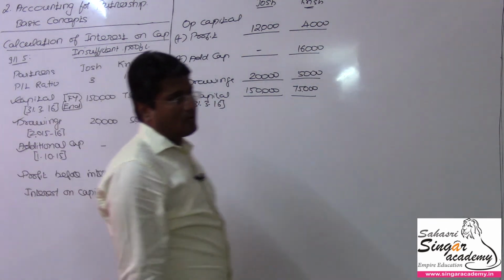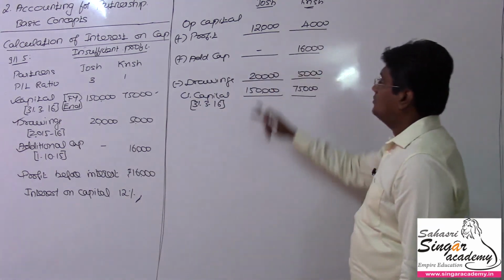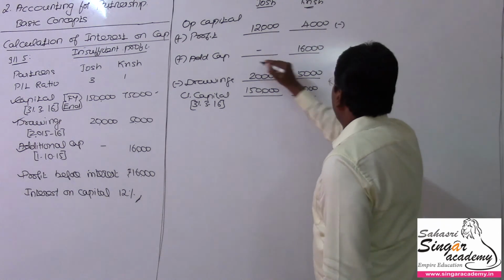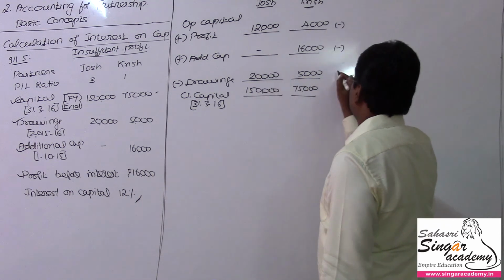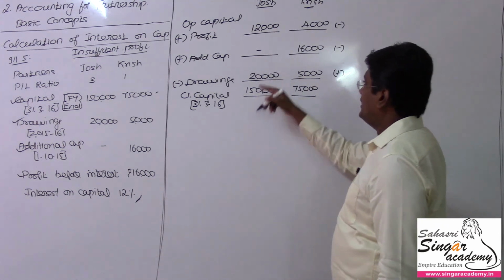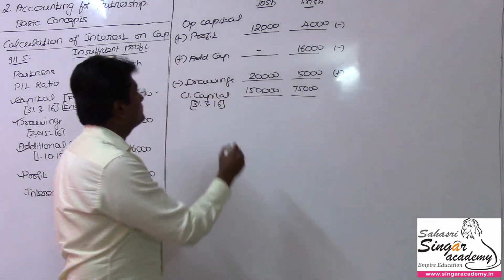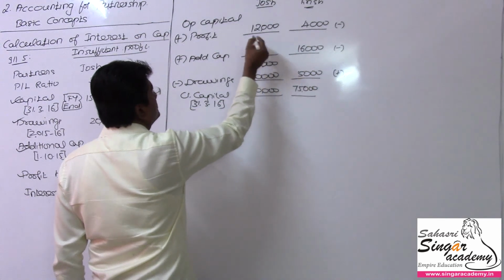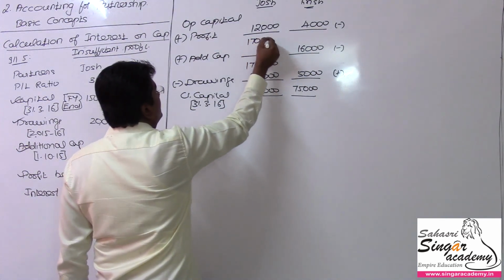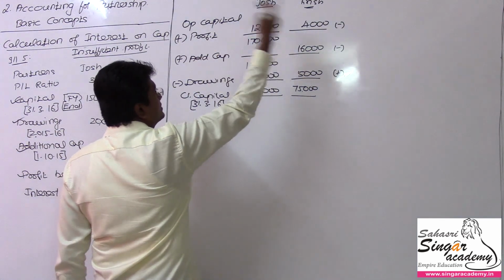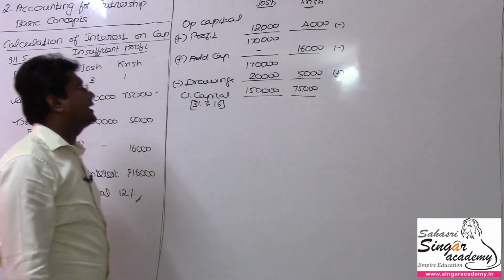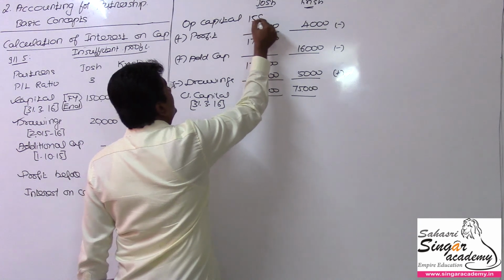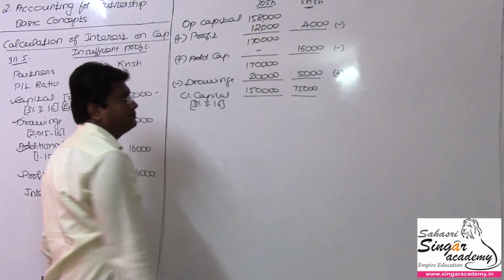In a reverse calculation, I can arrive at the opening capital. Wherever there is a plus, it becomes minus, and wherever there is a minus, it becomes plus. So 1,50,000 plus 20,000 is 1,70,000. Nothing is added for additional capital in Jose's case. Then 1,70,000 minus 12,000 is 1,58,000, the capital balance of Jose at the beginning.